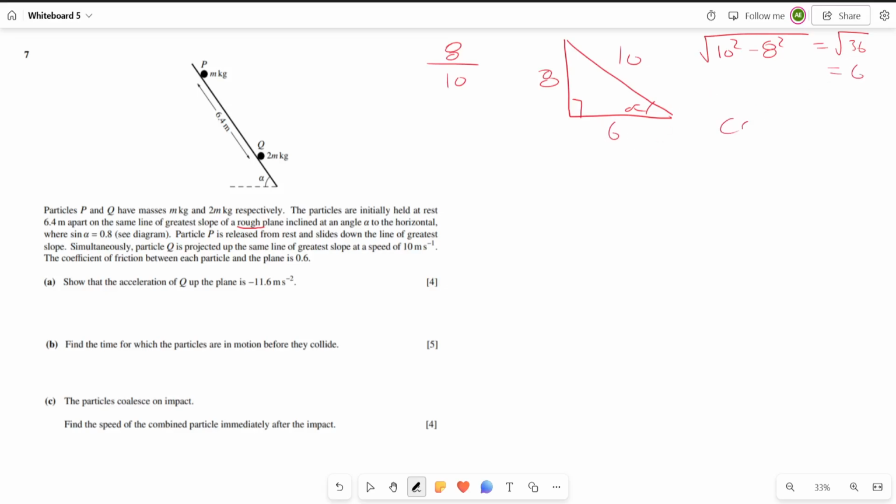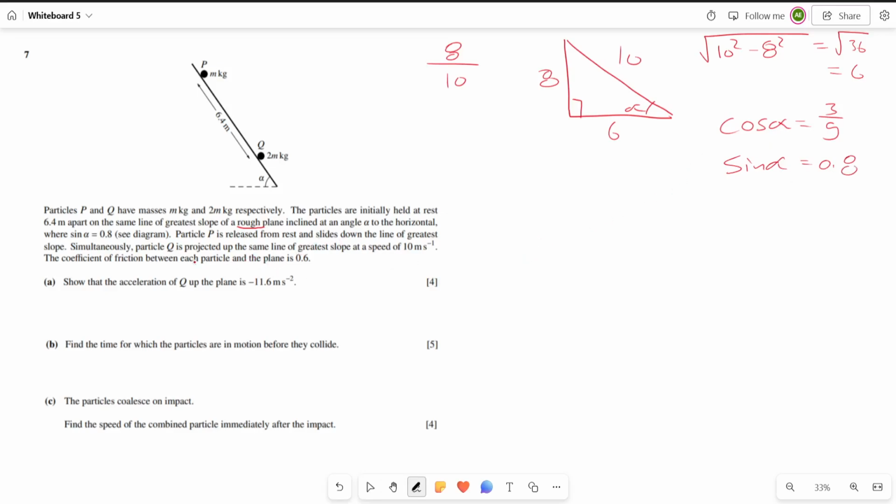And here I can say that my cosine alpha is going to equal adjacent over hypotenuse, 6 over 10, or basically 6 divided by 2 is 3 over 5. So this is cosine alpha. Sine alpha is 0.8. This is to make my calculations easier.